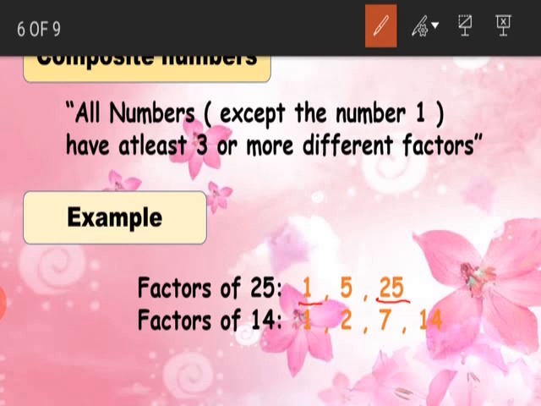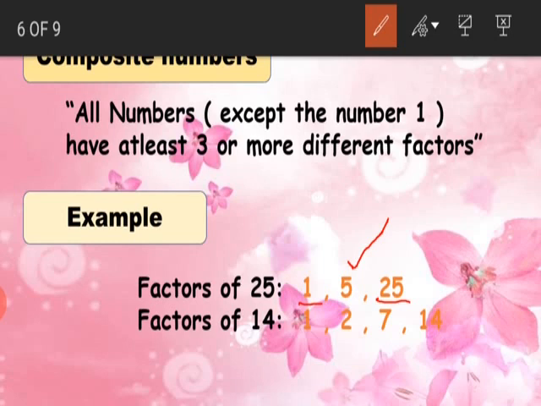Is 25 a multiple of 2? No. Is 25 a multiple of 3? No. Is 25 a multiple of 4? No. Is 25 a multiple of 5? Yes. 5 5s are 25. So class, 25 is a multiple of 5. So we can say that 5 is a factor of 25.